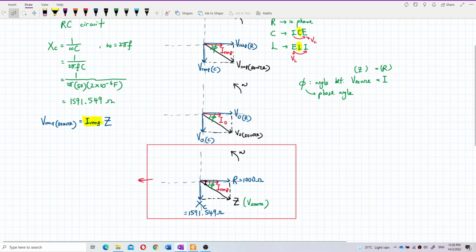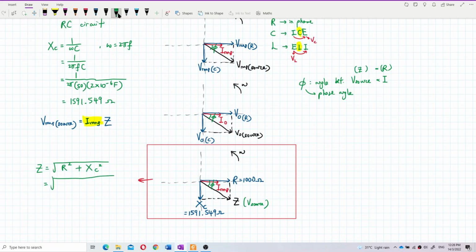So I can find the Z. This current you leave out from the equation, because to find Z, this current is not involved. What is involved is only the resistance and capacitive reactance. So we only use Pythagoras between resistance and XC. Z is the square root of R squared plus XC squared, which is 1000 squared plus 1591.549 squared.